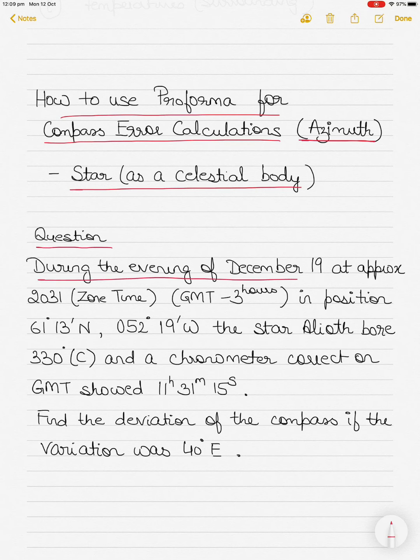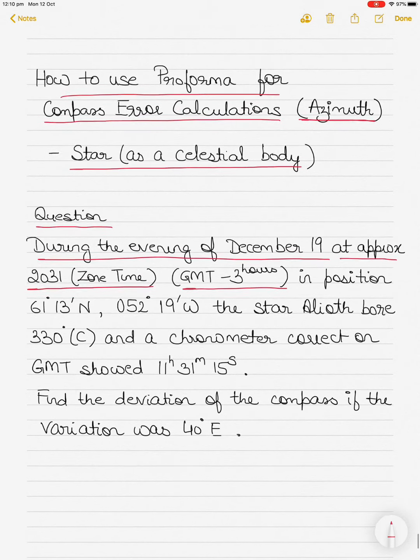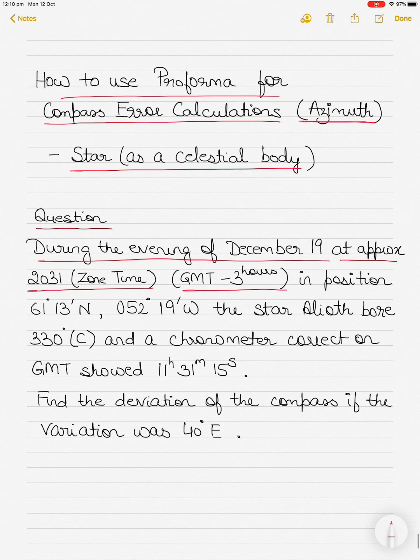So what is the question? The question is, during the evening of December 19 at approximately 20:31 zone time. Zone time is the same as ship's time, the time that you keep on your ship's clock. GMT was minus 3 hours. What does GMT minus 3 hours mean? It means that GMT was 3 hours ahead of your local time. You were 3 hours behind GMT. GMT minus 3 hours was the local time on your ship.